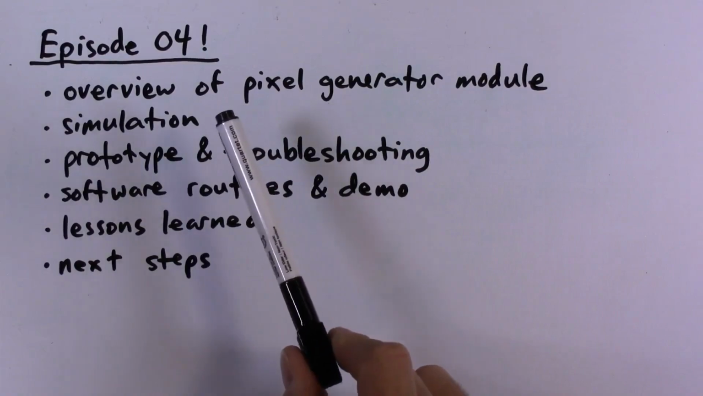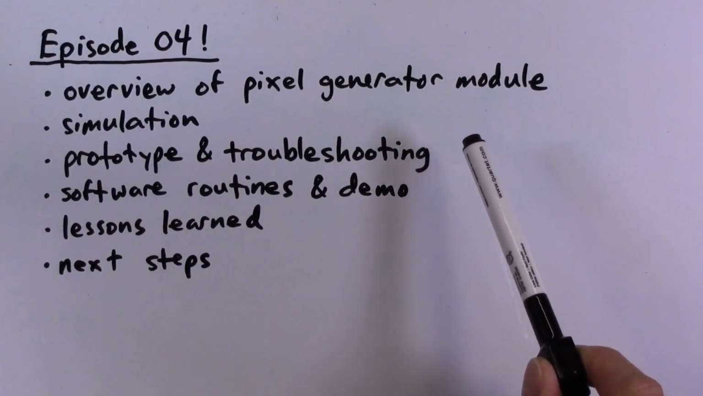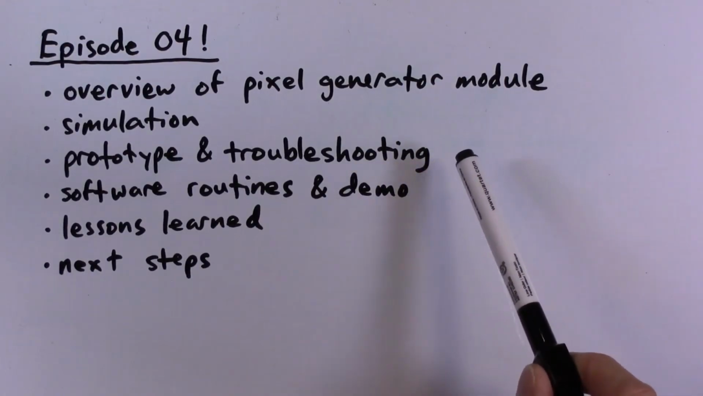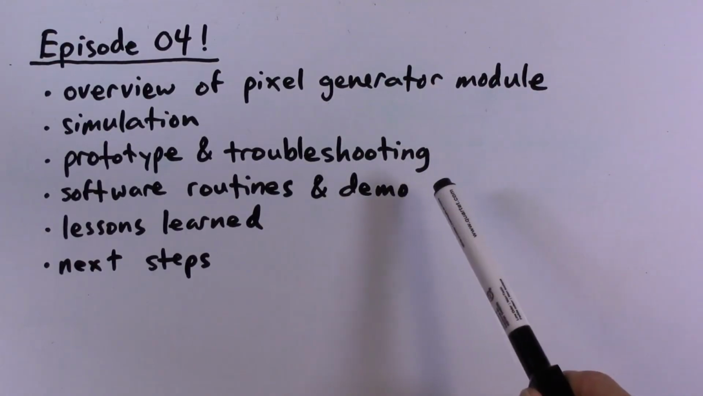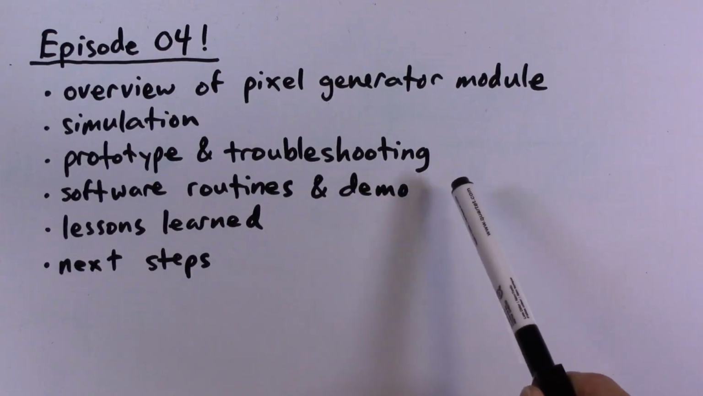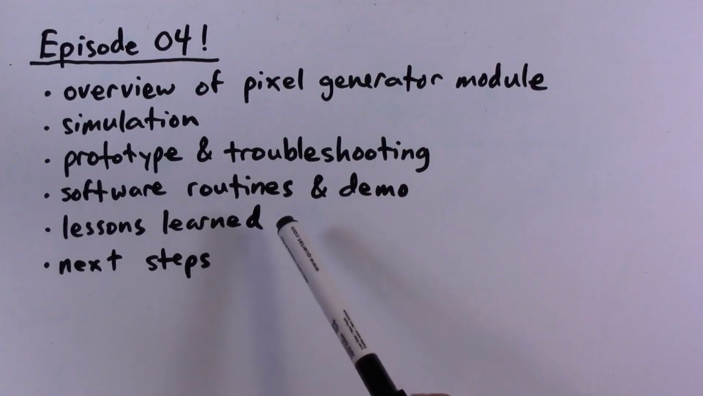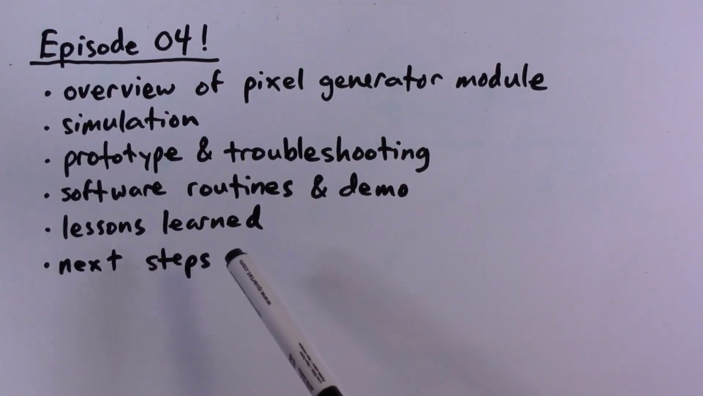I'll show you a simulation that I used to gain confidence that the design is correct. I will show you what I went through in building the prototype and troubleshooting it, which was fairly interesting, but I did get it working. I'll show you some preliminary software routines and a demo of the display, which shows a little bit of an idea of what it's going to look like when it is eventually rolled out as part of the finished project. I will go through some lessons that I learned in this project, and then I'll talk about what the next steps are. Okay, let's get started.